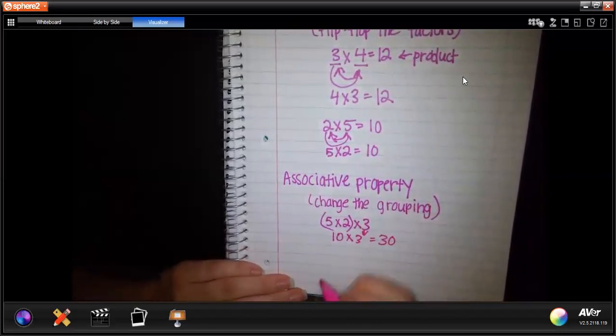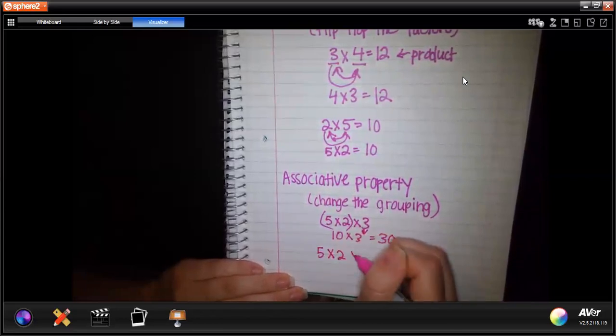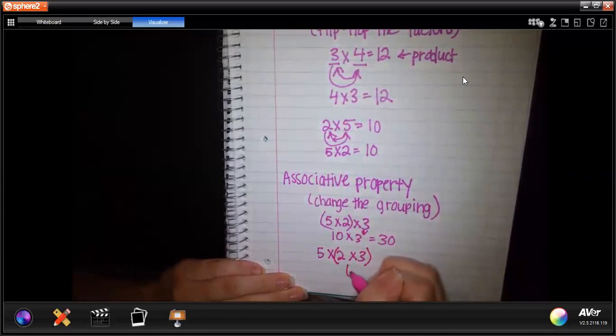So if we change the grouping on our problem, so we have 5 times 2 times 3, we change our grouping and put our parentheses around 2 and 3. So we start with 2 times 3, which is 6. We drop the 5 and we know our product is going to be 30.